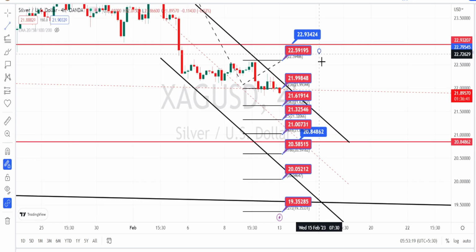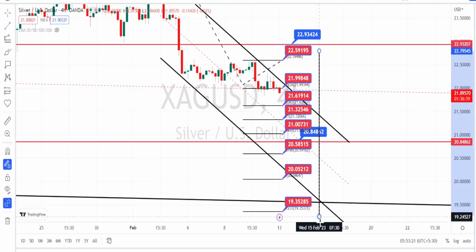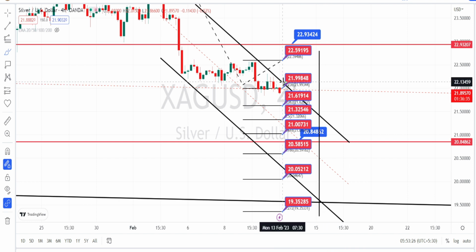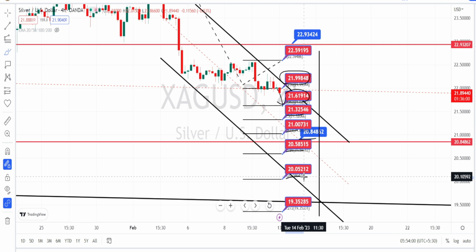So the values within these red color boxes are the resistance and support levels for current price action in 4 hours time frame. Currently the price action is trading between the resistance level of 21.99 and support level of 21.61. And if the price action breaks the support level of 21.61, next levels of support are going to be around 21.32, 21.00, 21.84, 21.58, 21.05 and 19.35.